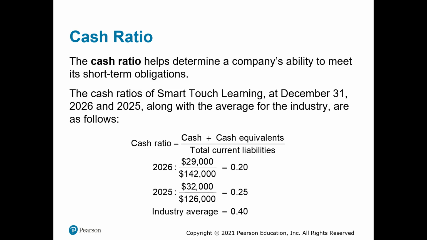How do we compare against the industry, against everybody else that does stuff that Smart Touch Learning does? Well, the industry average is 0.40. So all of this put together tells a manager that we're cash light, it's getting worse, and we're well below what other people operating in our industry typically have in cash reserves at any one given time.